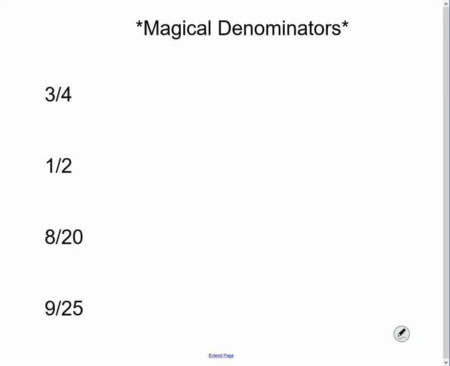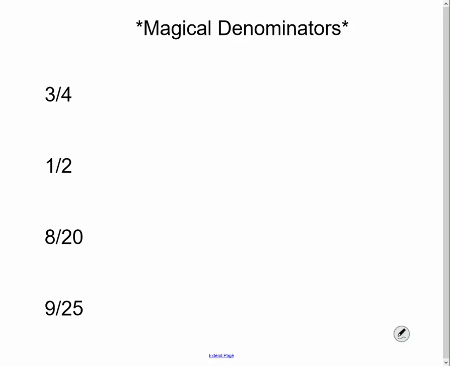Let's look at the magical denominators. Now we talked about these when you're scaling up to something out of 100. So you could also do this out of 10, but if you can scale any fraction up to a power of 10, then that makes it really easy to convert it over to a decimal.